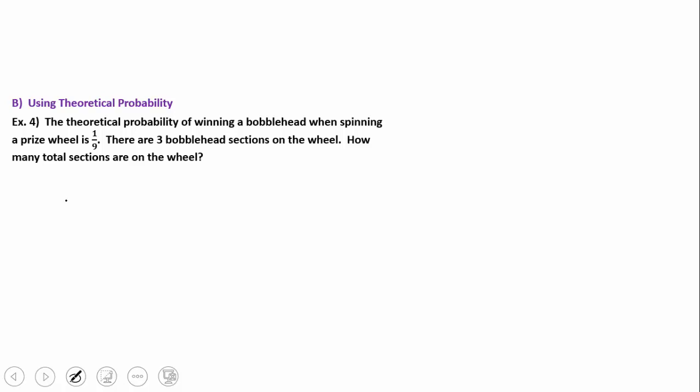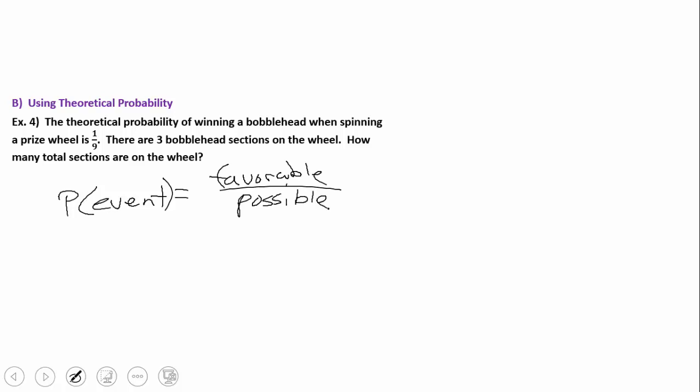So, knowing that the probability of an event is equal to favorable over possible, we can plug in what we know. It says the probability is 1/9. So right here, 1 out of 9 is equal to, there are 3 bobblehead sections on the wheel. Is that our favorable or the total possible number of sections? That's right, it's the favorable. So I would put here, out of the possible number, we don't know.